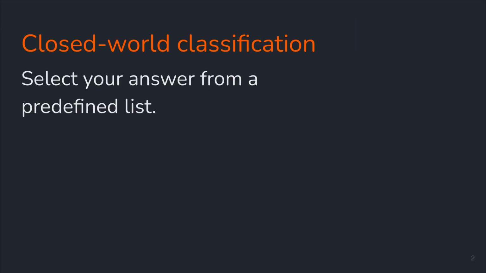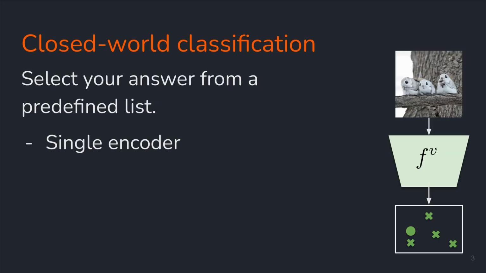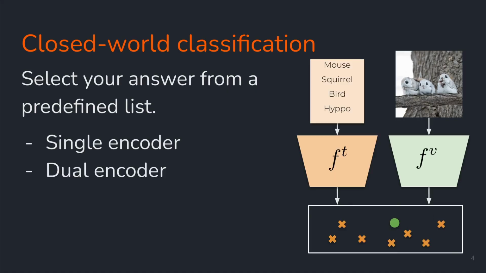Traditionally, image classification has always been done in the closed-world setting, with the objective of selecting your answer from a list of predefined labels. This is true for both traditional image classification approaches, so single encoder architectures, but also for dual encoder architectures, so more recent approaches which consist of using, for instance, CLIP to solve the problem of image classification, where for both approaches we have a strict need for a list of labels.